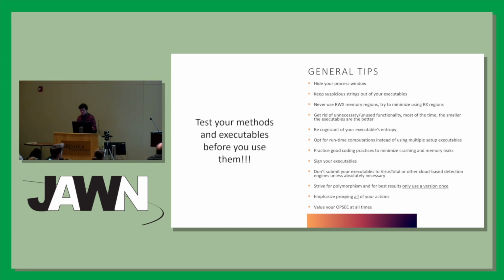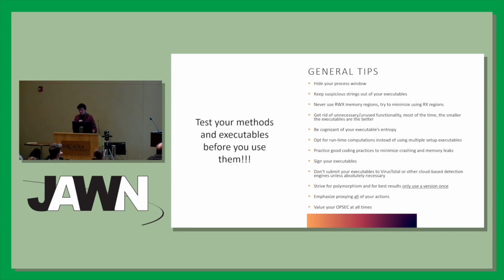So here are some general tips about making malware, and just some life tips in general, I guess. First off, hide your process window. We don't want any target wondering what just flashed on screen. Keep suspicious strings out of your executables. This is how things get signatured if you're not hashing them or doing any sort of polymorphism. Never use read, write, and execute memory regions, and try to minimize using read, execute regions that are user allocated, because depending on the EDR you're going up against, this may be an EDR-monitored location.